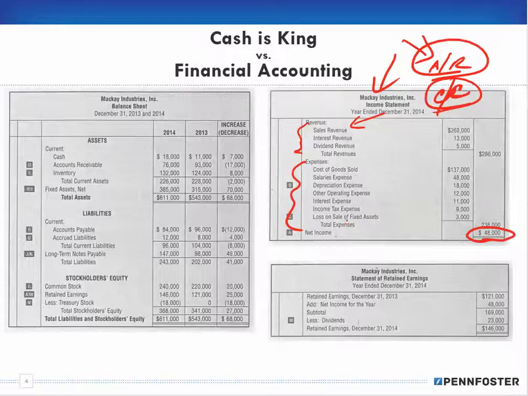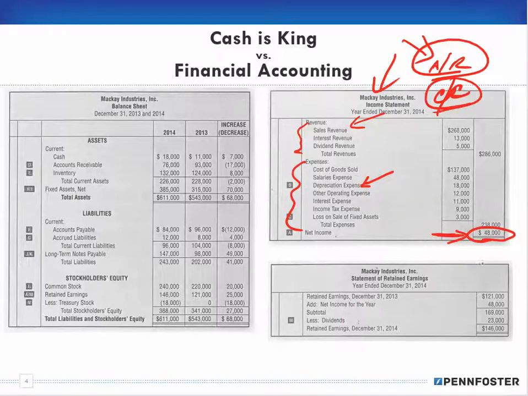We also have additional consideration in that something like this depreciation expense. When we make adjusting entries at the end of the accounting period, this depreciation expense is a phantom expense. It doesn't affect cash whatsoever, but yet it's part of this net income of the $48,000.